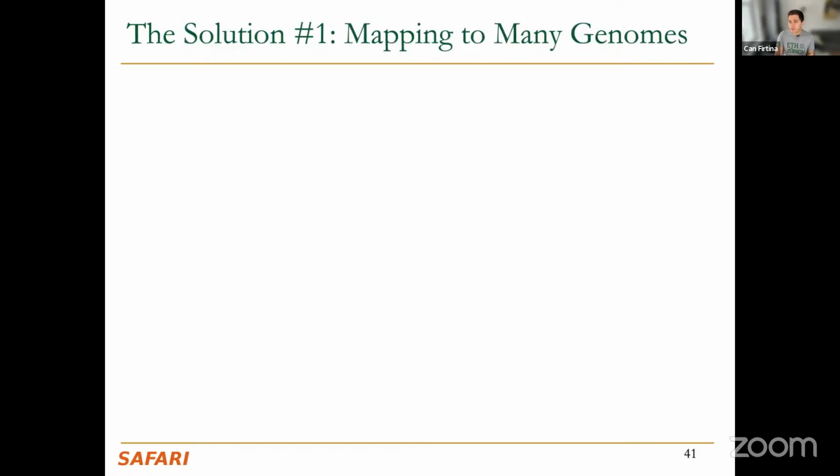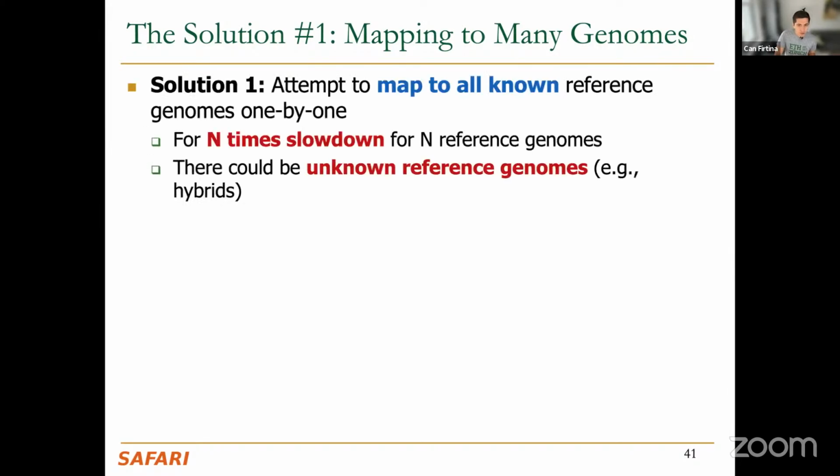To solve this, there could be two main approaches. One approach is to not use a single reference genome, but to construct multiple reference genomes and map the reads to each of them one by one. This is an approach that can improve the accuracy, but it is not really scalable because we're increasing the runtime by n times if we use n different reference genomes.